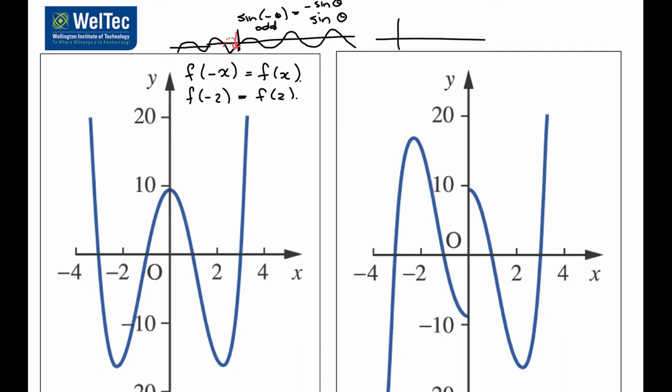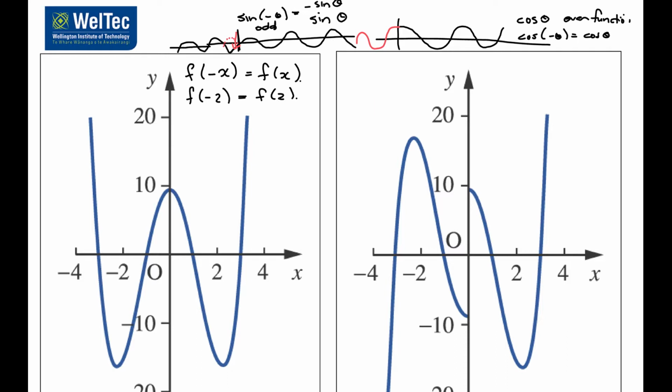Now the cos curve starts there, so that's cos theta, that's symmetric. And we know that cos of negative theta is equal to cos theta. That makes it an even function. And if we check it out, we know that it's symmetric, like that.